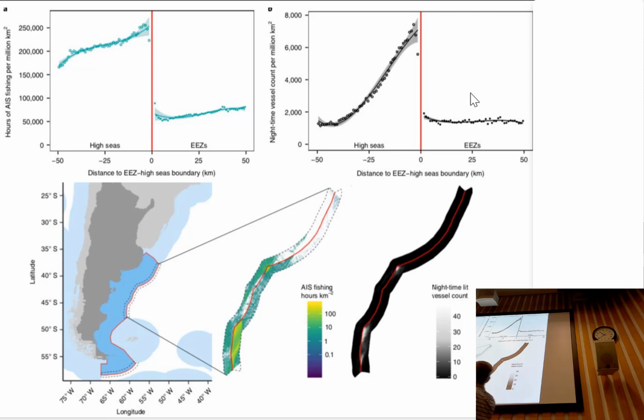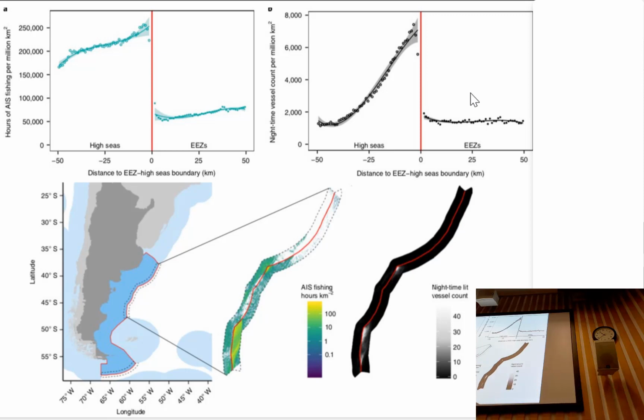And the fish are to the south, right? Because they like cold, or rather they like the nutrients that come with the ocean currents that are there. And this is the boundary or the border of the exclusive economic zone. And what you see is that there's a whole lot of fishing activity in international waters and much less in the Argentine exclusive economic zone, right? You immediately see that.